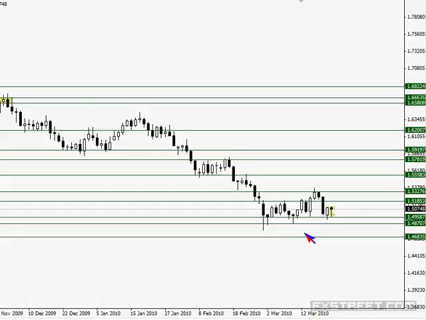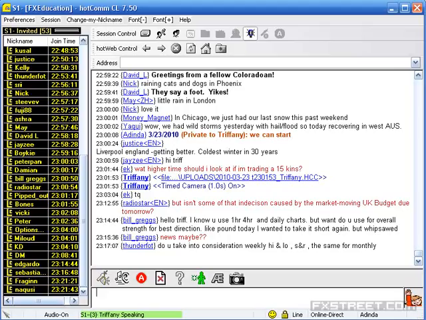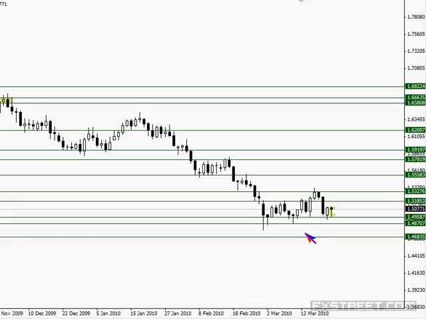Do I take into consideration weekly high and low, support and resistance, and the same for monthly? Sometimes. If I'm at a place and I don't know if I have another reason to go lower or higher and I have to find a new support and resistance level, I will have to go out and, in the case of the pound dollar, go out to the weekly and find that next support and resistance level.